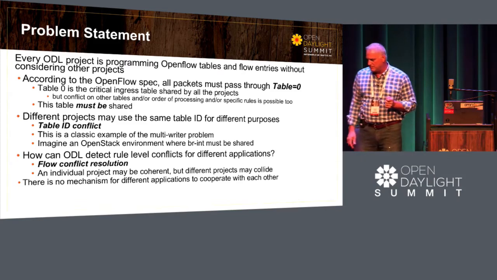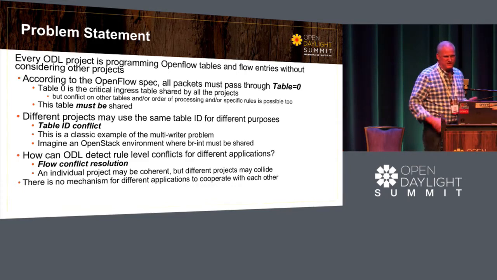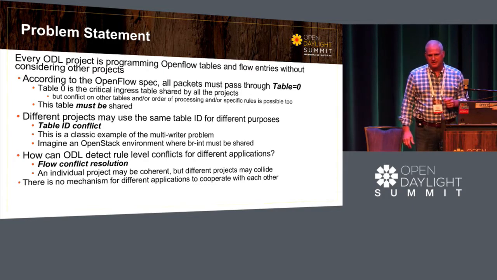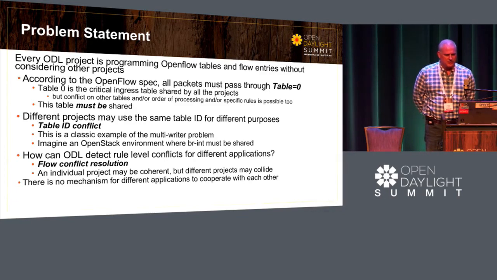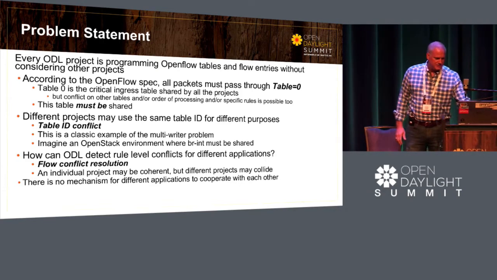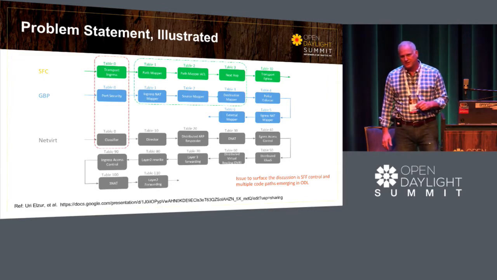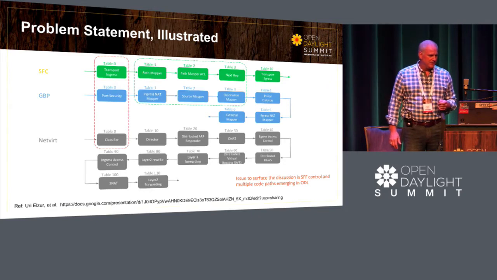There's also no help really from OpenDaylight on resolving those OpenFlow rule conflicts. If they could overlap, a packet might match two different flows, and depending upon the priority, or if they're the same priority, it's indeterminate which one would get used. The final one is that there was no mechanism for projects or applications to work together to solve a problem. And this really arose as we tried to work out how we were going to have service function chaining work together with some of the network virtualization solutions in an OpenStack environment. Namely, the two that we were working with were GBP, group-based policy, and Netvirt.